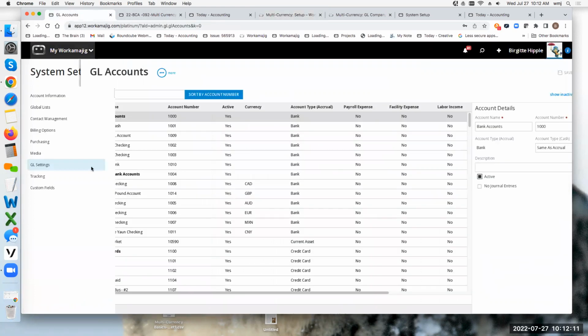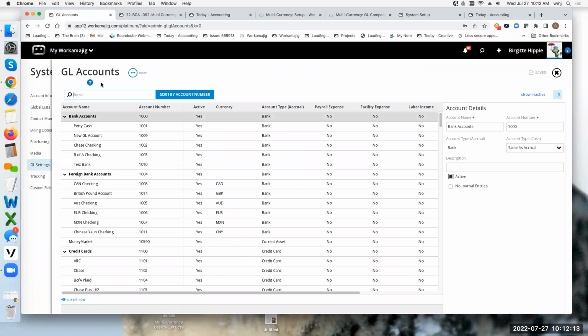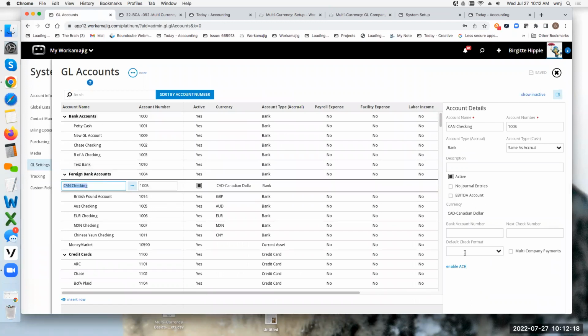Okay, so in that system setup, when we come to GL accounts, you now have a currency field. There it is, currency. Of course, just like with anything within the system, once you have a transaction posted to that account, you can no longer change the currency on it. Now it reads those transactions as a Canadian account.